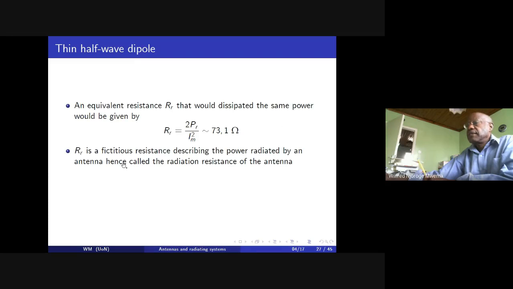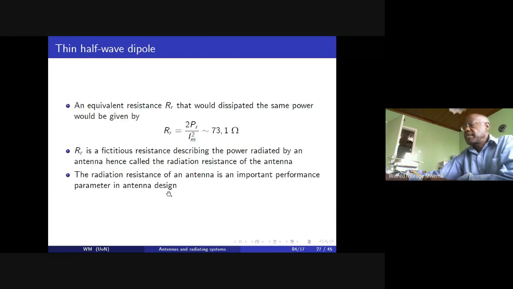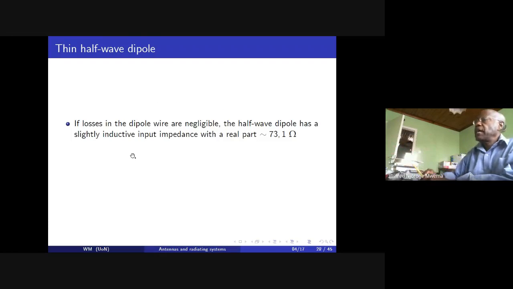So RR is really not a real, practical resistor, but a fictitious resistance that describes how power is radiated by the antenna, and therefore we call it the radiation resistance of the antenna. The radiation resistance of an antenna is an important performance parameter in antenna design. So if losses in the dipole wire are negligible, the half-wave dipole has a slightly inductive input impedance with a real part of 73.1 ohms.